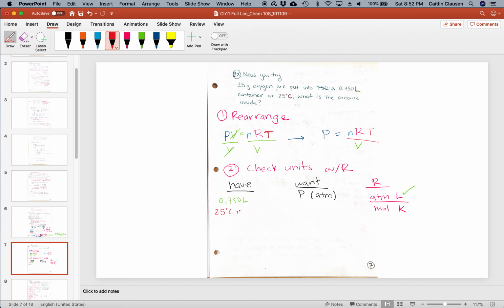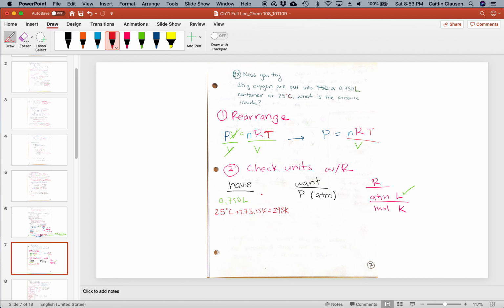To get to Kelvin, we have to add 273.15 K. And again, we're only going to round to the ones place because we are adding. And we should get 298 Kelvin.